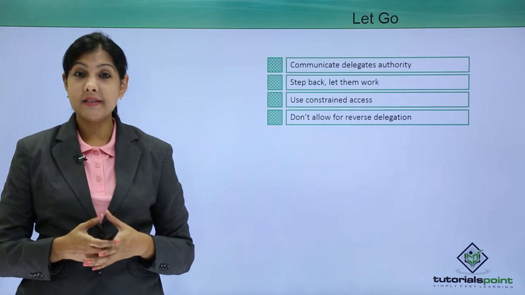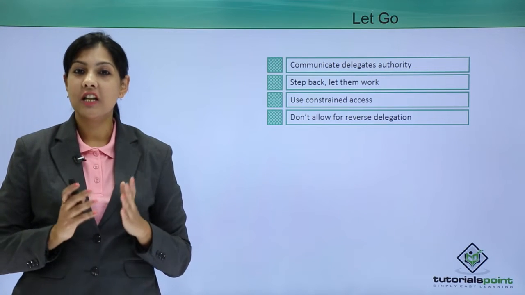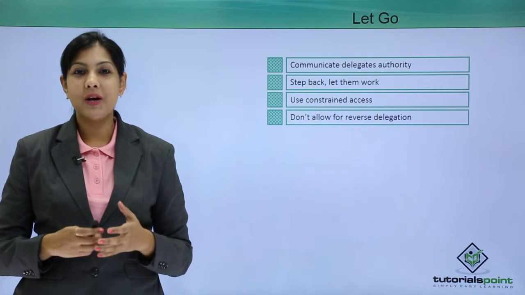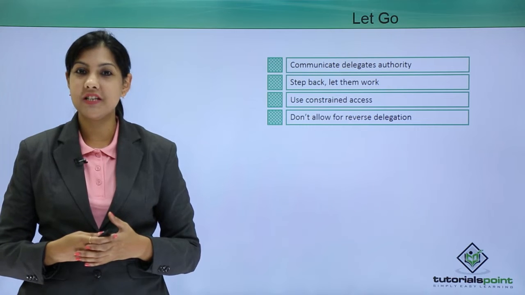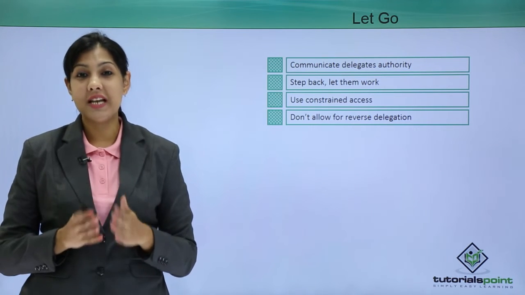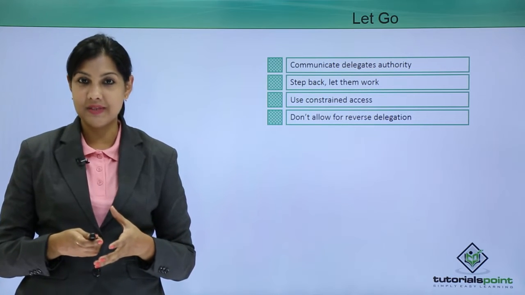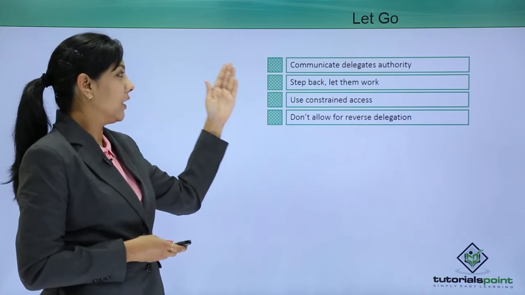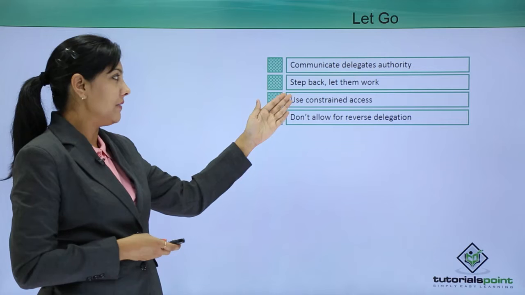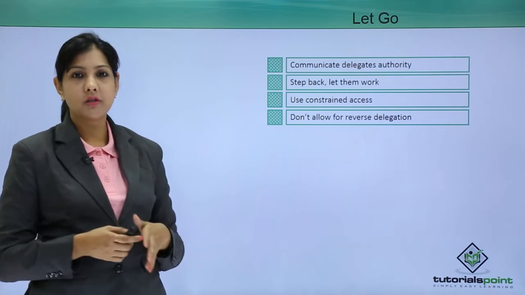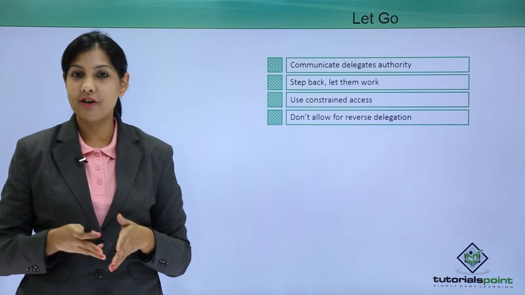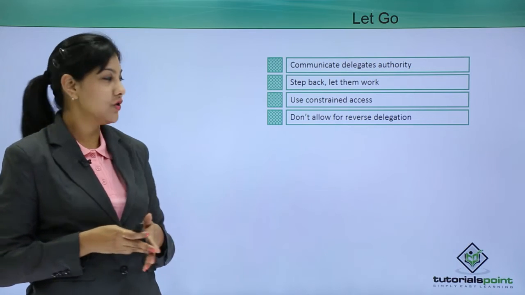The fifth step is L, which stands for let go. Now, as a person who has delegated that responsibility to another person, you need to let go after a point of time. Do not hold on, do not control the circumstance or the person. So, communicate delegated authority, step back and let them work. Just let them be. Do not hover around them or harass them with too many questions.